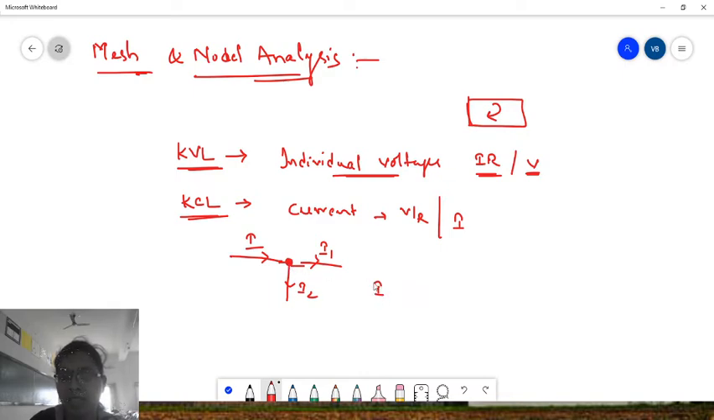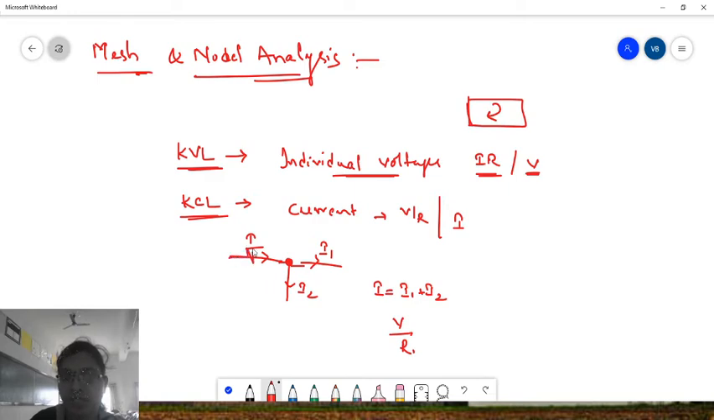So how can we write the KCL here? I is equal to I1 plus I2. That is, the algebraic sum of the currents at a particular node equals 0. That is one statement, or entering currents equal the leaving currents. We can also write this in terms of V by R. We don't know the current value I here, so like that you have to write V by R1.